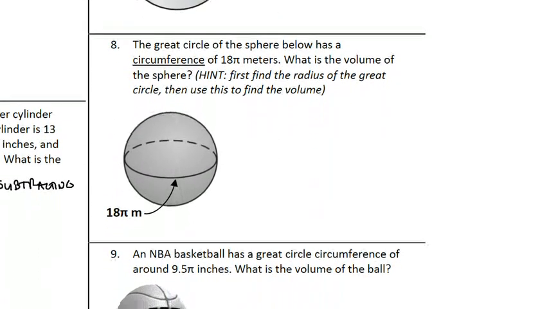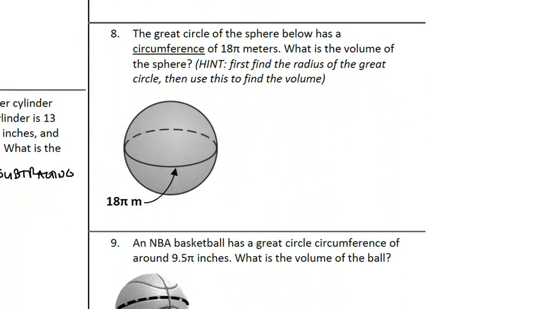Question number 8. The great circle of the sphere below has a circumference of 18 pi meters. What is the volume of the sphere? And then take a look. We don't know what the radius is yet, but we're going to have to find the radius before we can find the volume, because the volume of a sphere just needs the radius.